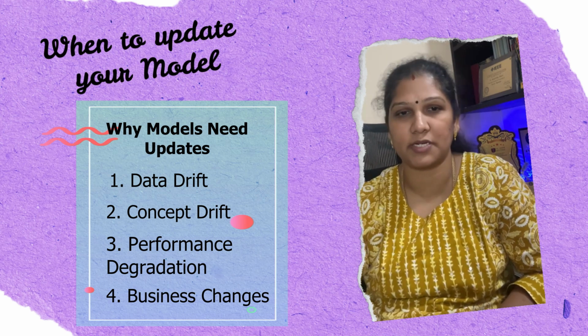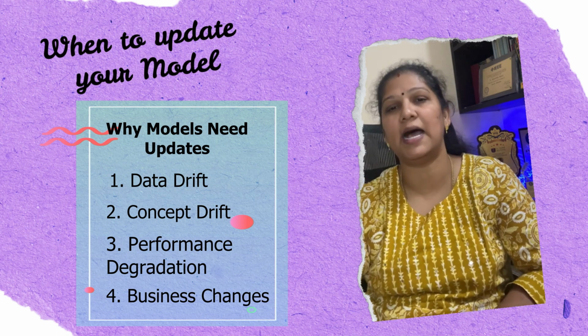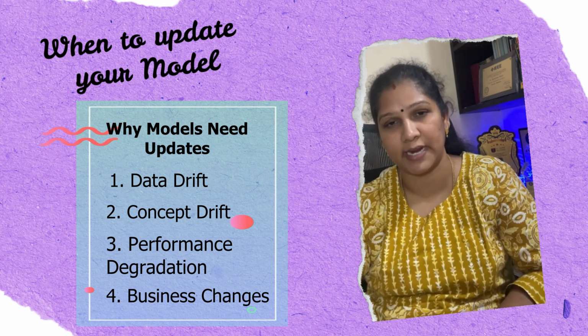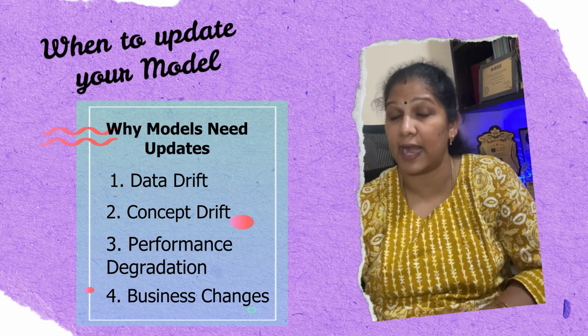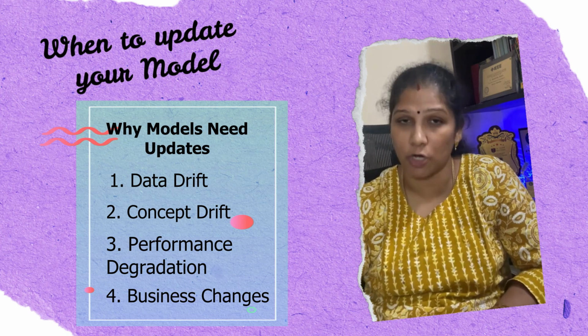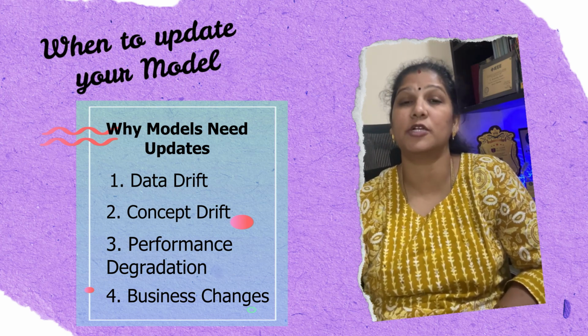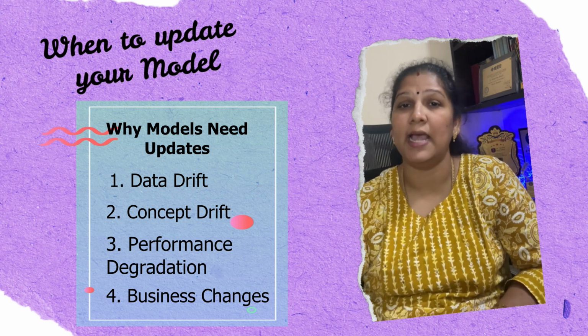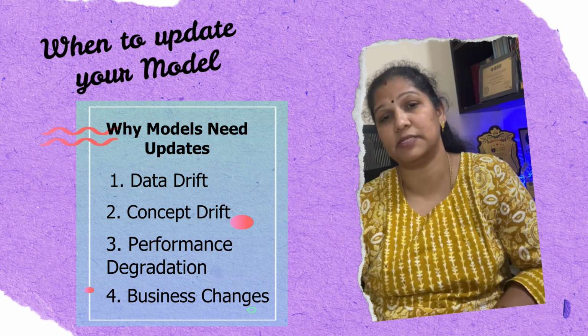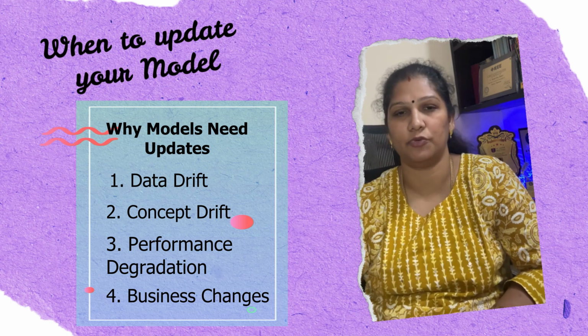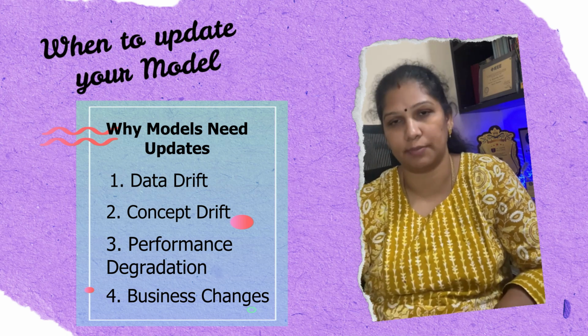Next, concept drift. In some cases, the underlying relationship in your data may change. For example, in fraud detection, the fraudsters may change their tactics, rendering a previously successful model less effective. So this is known as concept drift.